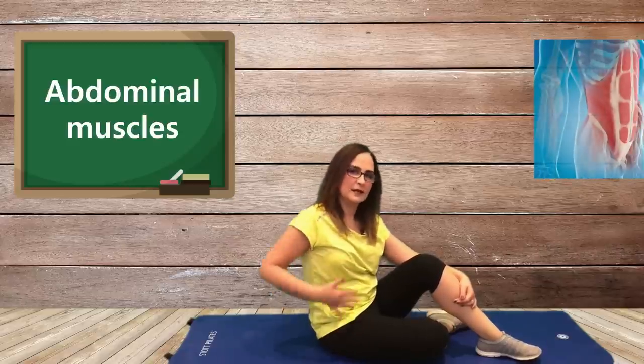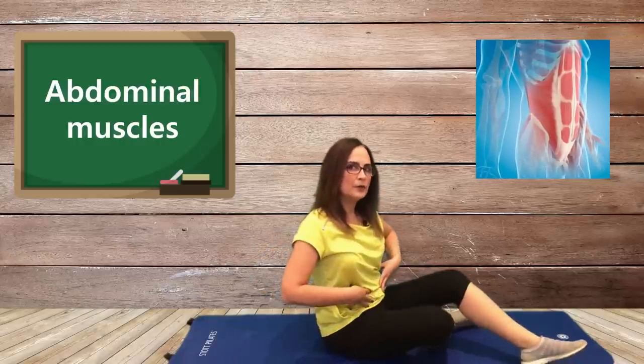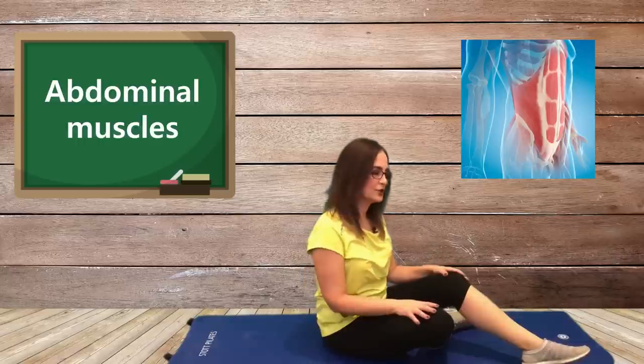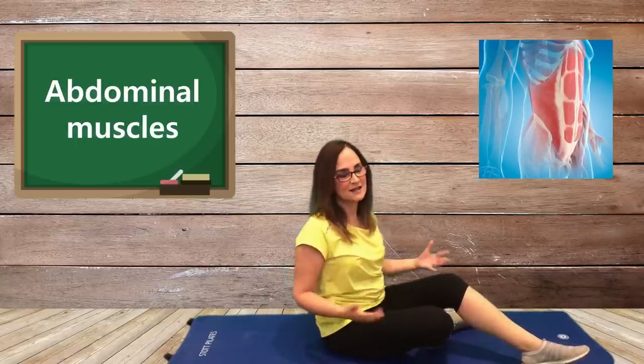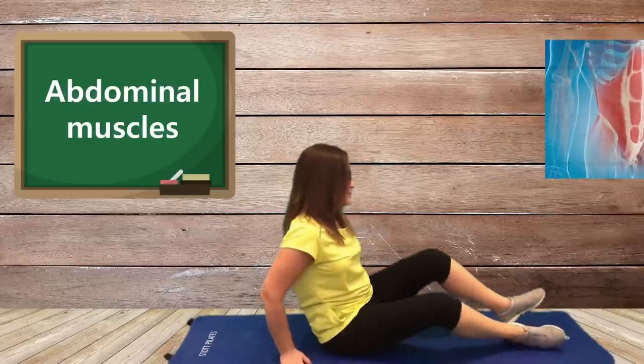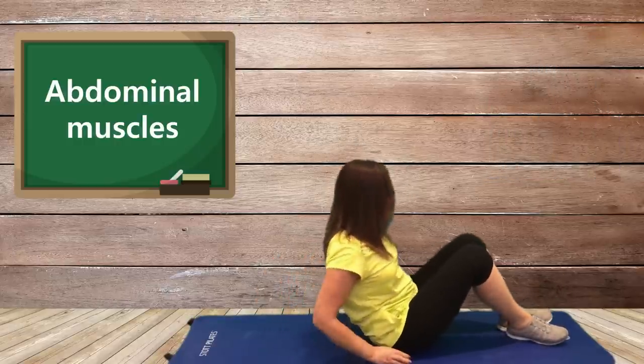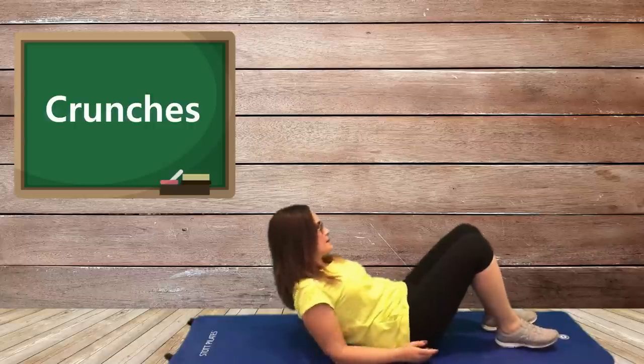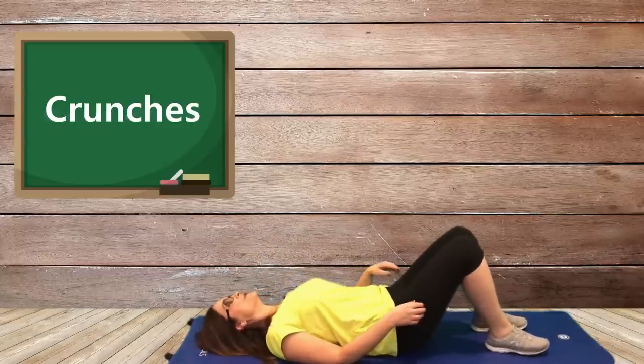When we talk about strengthening the muscles, it's also important to talk about abdominal muscles, because in myofascial pain syndrome of the lumbar area, usually the abdominal muscles are very weak, and they are also important in the stabilization of the lumbar spine. So the best exercise we all know to do strengthening of the abdominal muscles are the crunches. And this is how I recommend people to do the crunches.